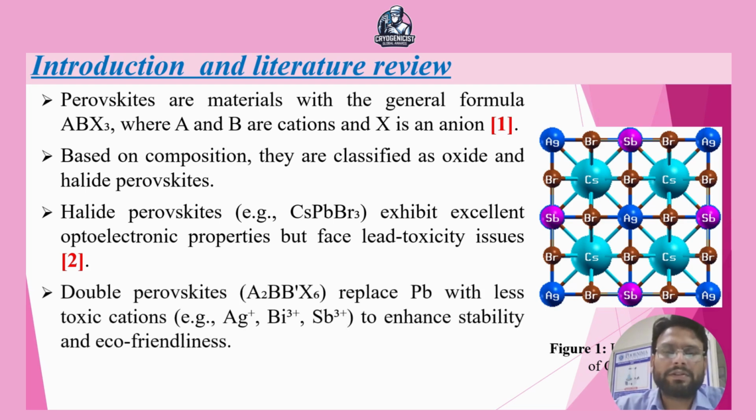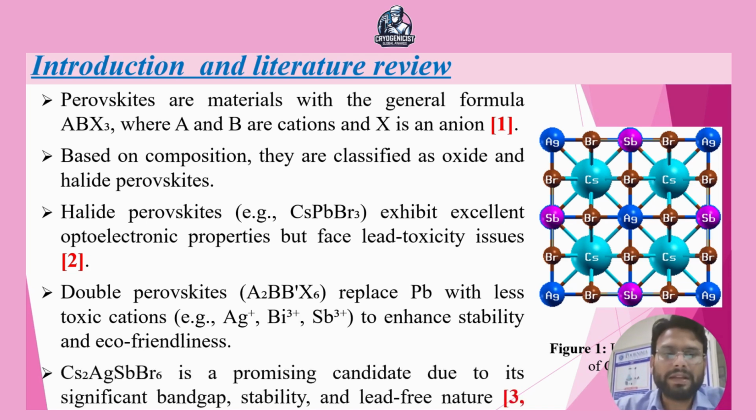So to get rid of this lead toxicity, we study double perovskites and we replace lead with less toxic cations like silver, bismuth, or antimony to enhance stability and eco-friendliness. One of the examples is Cs2AgSbBr6. It is a promising candidate due to its significant band gap, stability, and lead-free nature.